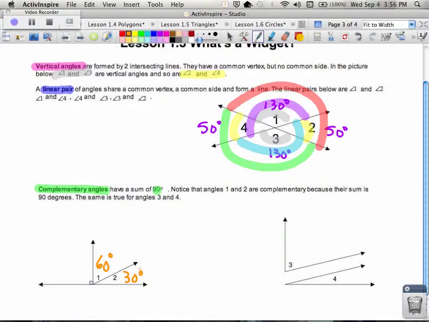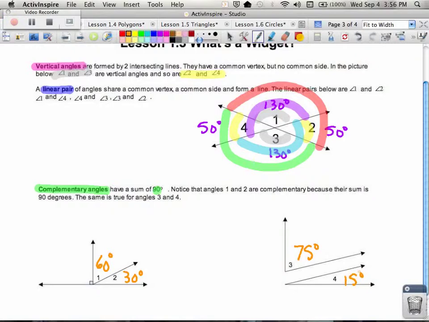However, notice that in the second group, 3 and 4, they are not attached by a common vertex. That's okay, because if we have a 75-degree angle for angle 3 and a 15-degree angle for angle 4, those two angles are still complementary as long as their measurements add up to 90 degrees. So it doesn't matter if you're attached. When we were a linear pair, it did matter. But here, it does not.